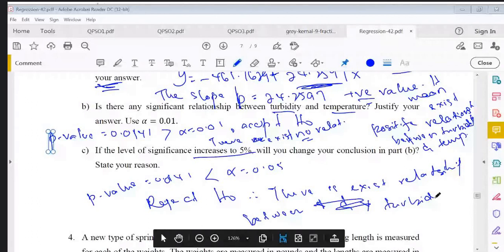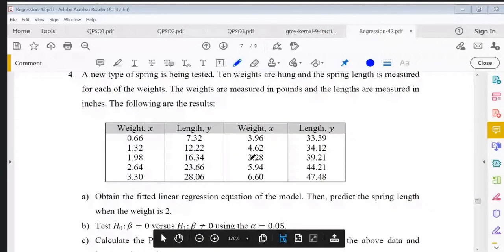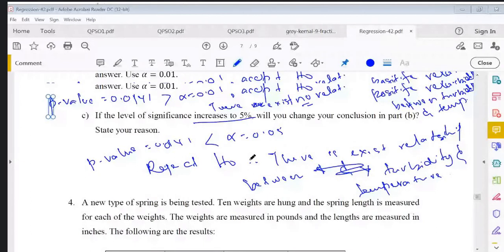Doktor, kalau accept H0, maksudnya no relationship kan? Betul. Kalau accept, no relationship. Tengok soalan B tadi, dia accept, jadi no relationship. Kalau soalan C, dia reject, dia exist relationship. Okay, ingat, kalau reject, dia exist relationship.